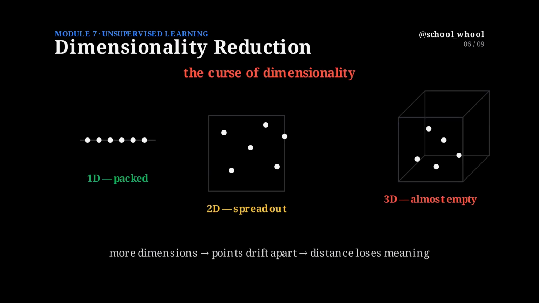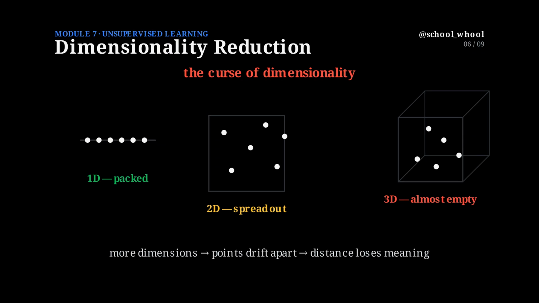Watch the same handful of points. On a line, they sit close together. Spread them into a square, and the gaps grow. Into a cube, and they are suddenly lost in a vast, mostly empty space. As dimensions climb, everything drifts far apart, and distance, which clustering leans on, starts to lose its meaning.